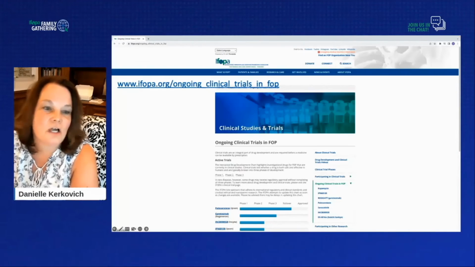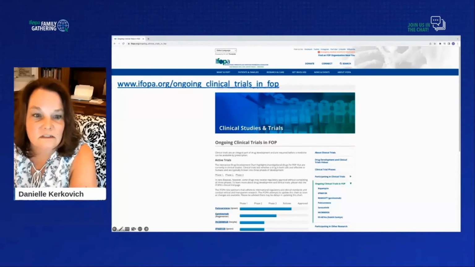So here's a screenshot of IFOPA's website listing clinical trials. You can go to the site or reach out to any of us on staff. Watch for upgrades to this section of the website. We're working to make it more user-friendly and informative based upon your feedback.